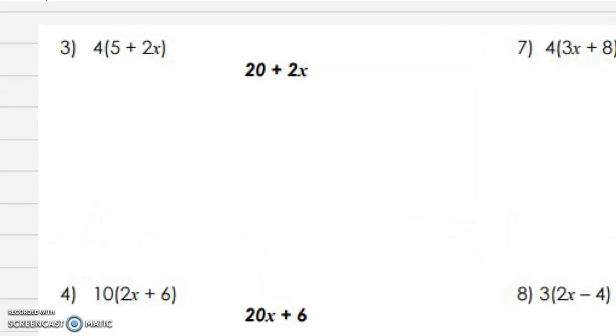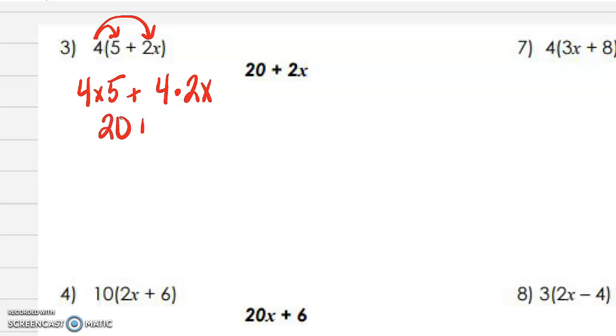Okay, I'm going to talk a little faster so I don't run out of time on my video here. But again, we're doing the arrows. So then we should have 4 times 5 plus 4 times 2x. 4 times 5 is 20 plus 4 times 2 is 8, and with the variable. So it looks like that was correct, but maybe they divided and got 2 instead of the 8x.